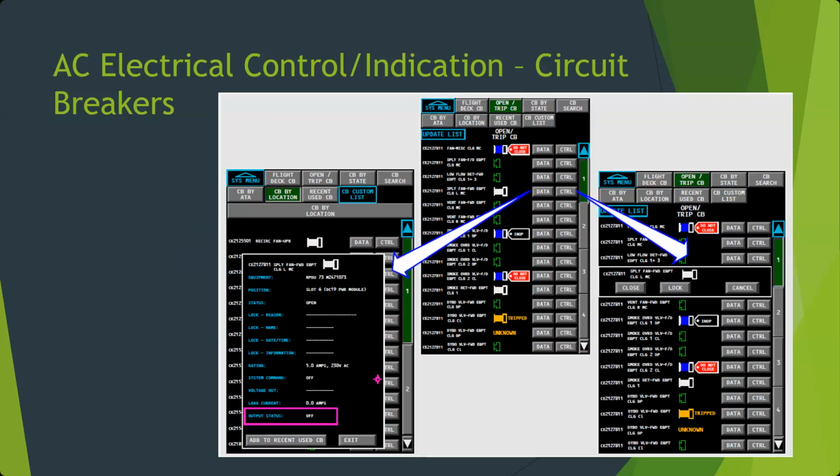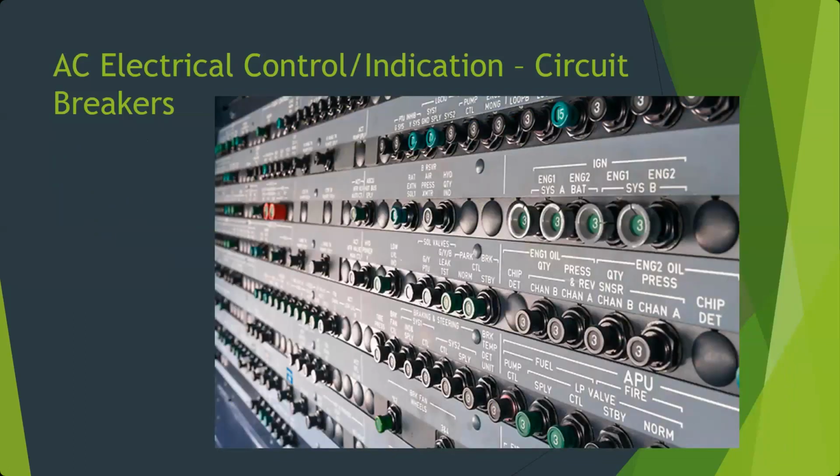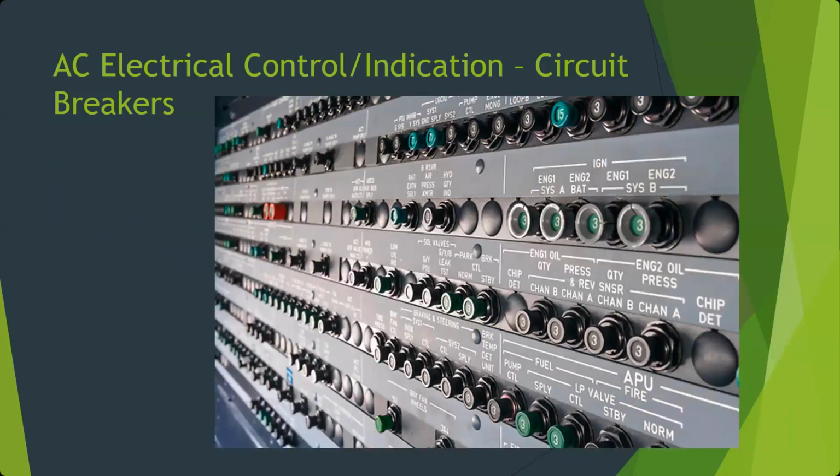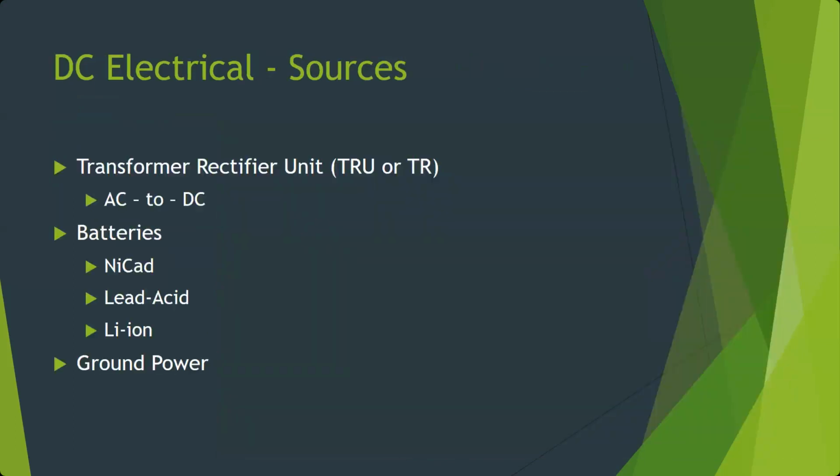So it's a pretty slick way of doing it, where you no longer have these big, heavy panels up in the cockpit. And there's enough redundancy built into the ICAS system and the computers that control this and the number of screens that you can use, you can use this instead of having a physical version like this. So that wraps up AC.